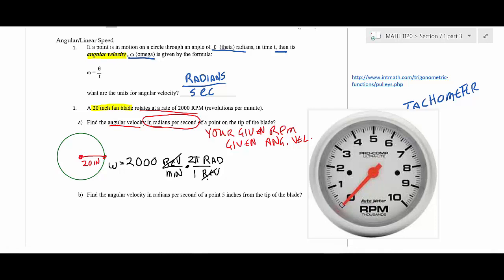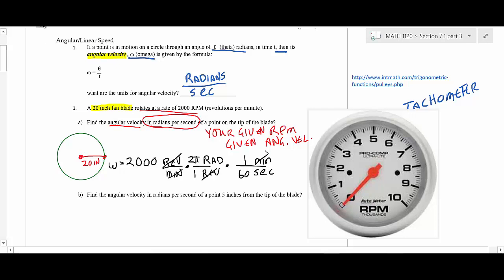2 pi radians goes with 1 revolution. I put revolutions in the bottom so it'll cancel out, because I want that to go away. Okay, what else do I need to do? I need to change the minutes to seconds. If the minutes are in the bottom, then to cancel them out I need minutes on top. And then I want to end up with seconds. So again, you just do the connection. You already know the connection, hopefully: 60 seconds is the same as 1 minute. So that's your conversion factor. We're going to write that down: 1 minute goes with 60 seconds like that.